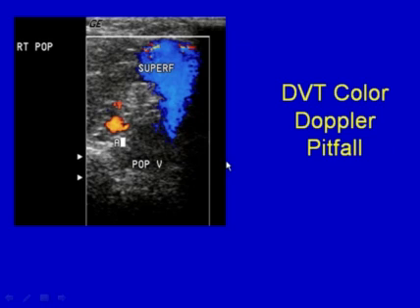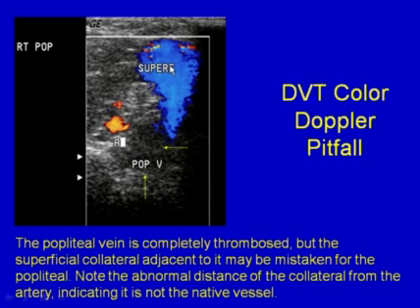Again, a patient who has a color Doppler pitfall. We can see the artery here, and we can see what looks like a vein here, but this is very far away from the artery, and so I've labeled here, this is the popliteal vein actually sitting back here. So there's a large clot in the popliteal vein. You do not want to mistake a collateral for a patent vessel. And the distance between the two of these is actually the most useful thing to recognize that you're dealing with a collateral rather than the native vessel.